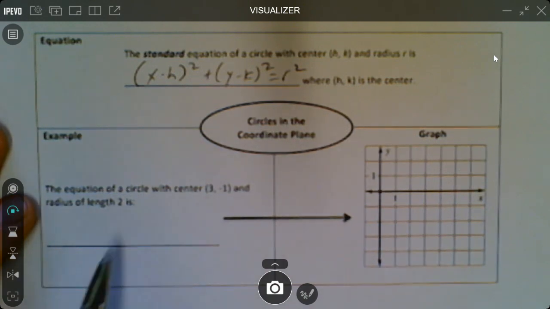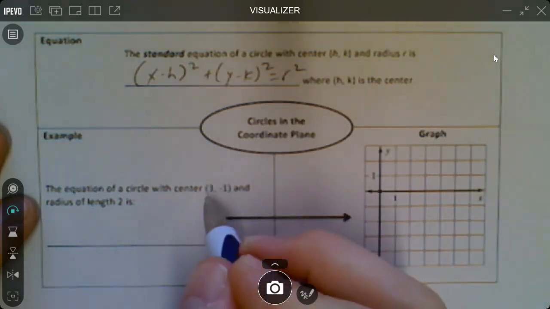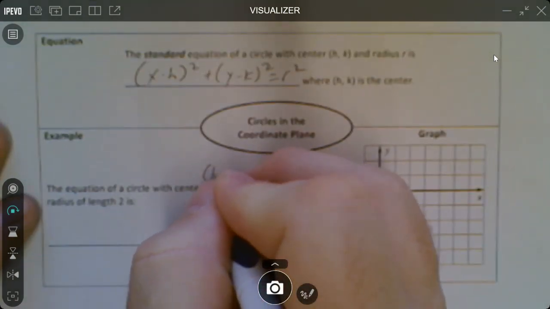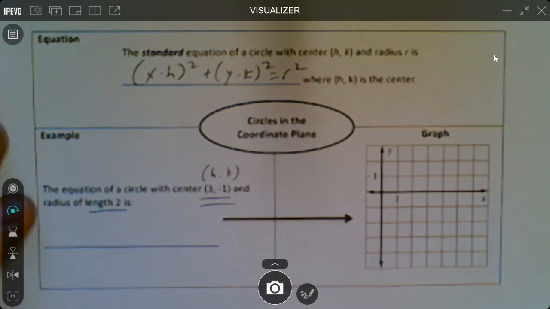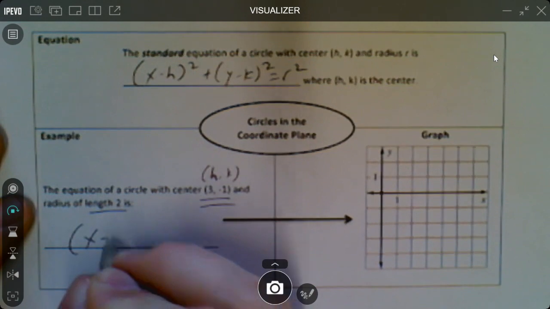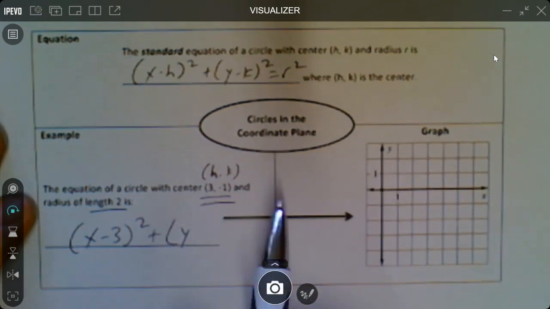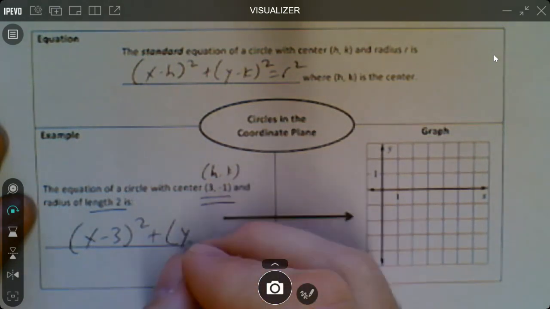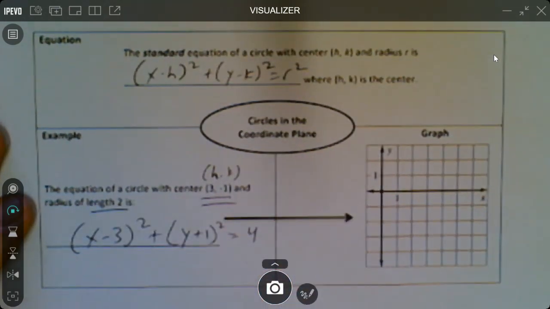So here's an example. They're going to ask us for the equation of the circle. The center is 3, -1. So here's your h and k, and the radius is 2. So there's your r. So let's go ahead and write the equation of the circle. So this is x minus 3 squared plus y. Now I'm subtracting -1, so that would make this plus 1 squared equals r squared, which is 4.